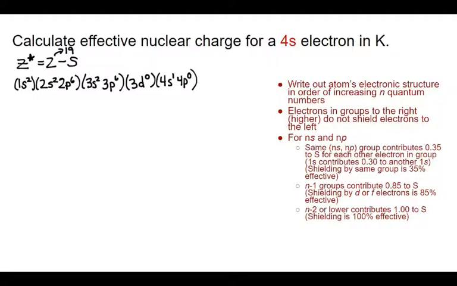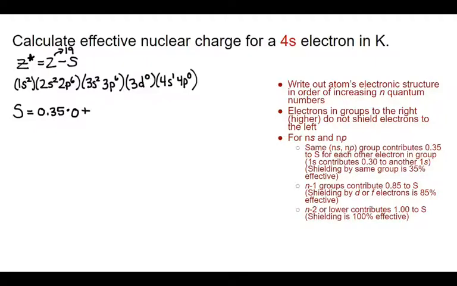Okay, so then the steps say, electrons in groups to the right or higher don't shield. We're interested in the valence electron, so that's not super relevant here, but it will matter. And then for ns and np, electrons in the same ns-np contribute 0.35 to shielding. So shielding is going to be 0.35 times the number of other electrons in the same ns-np parentheses. So that's why we wrote the s and p together. In this case, there are 0 other electrons. The electron does not shield itself. So there are 0 additional electrons.